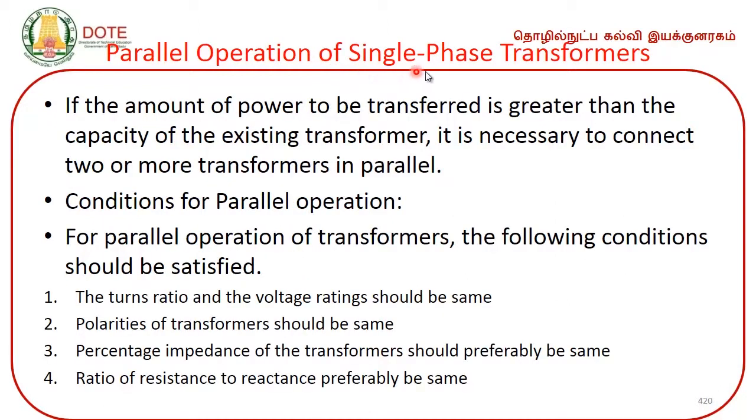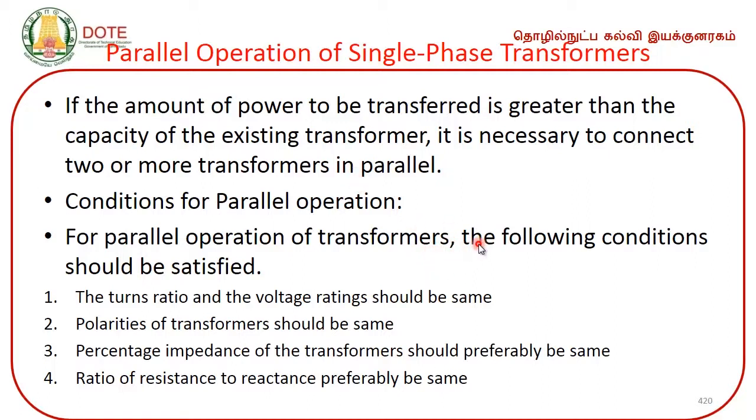Then, parallel operation of single phase transformers. If the amount of power to be transferred is greater than the capacity of the existing transformer, it is necessary to connect two or more transformers in parallel. Now, we can derive the conditions for the parallel operation.